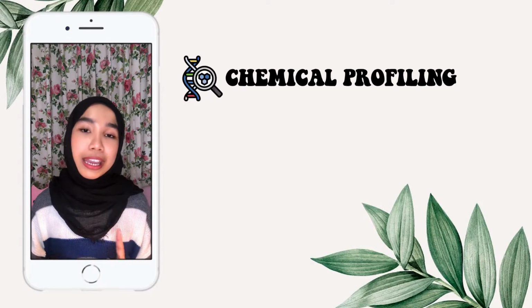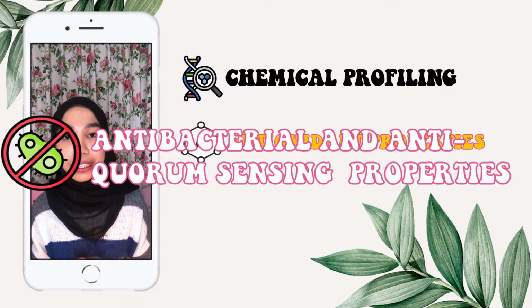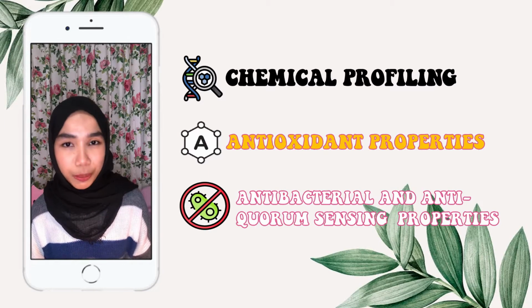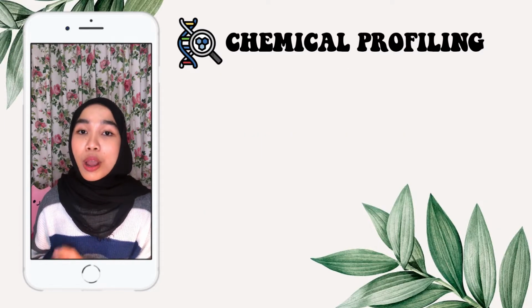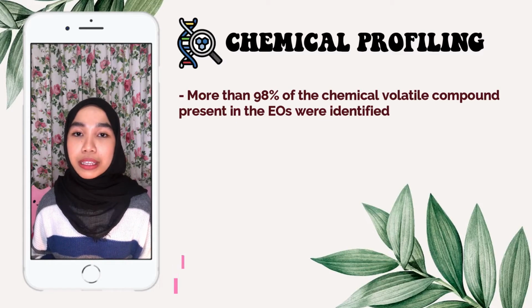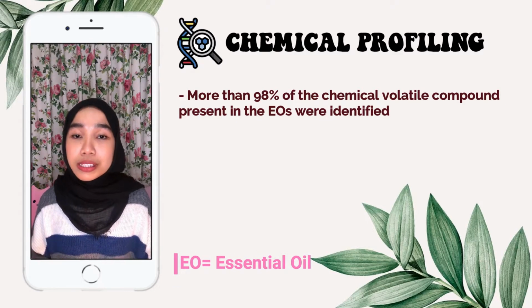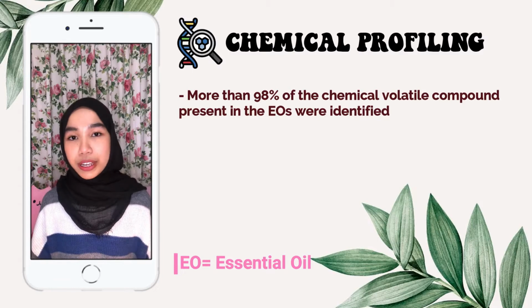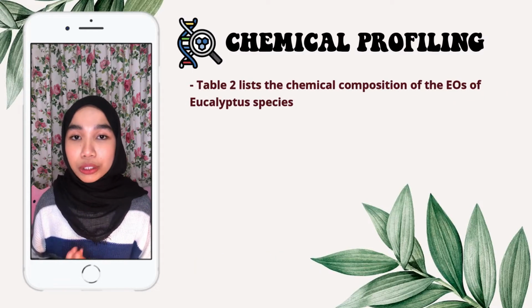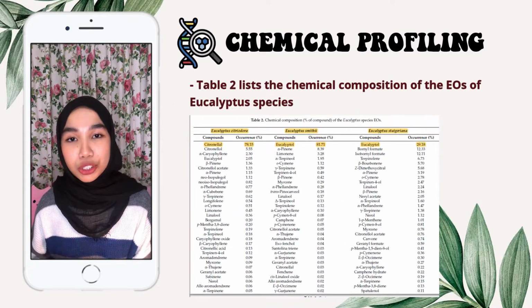Hi. So today I will be presenting the results for this study. The results will be broken down into several different sections, including chemical profiling, antioxidant properties, as well as antibacterial and anti-quorum sensing properties. Based on the results obtained, more than 98% of the chemical volatile compounds present in the essential oils were identified. The chemical composition of the essential oils of the eucalyptus species is shown in Table 2.